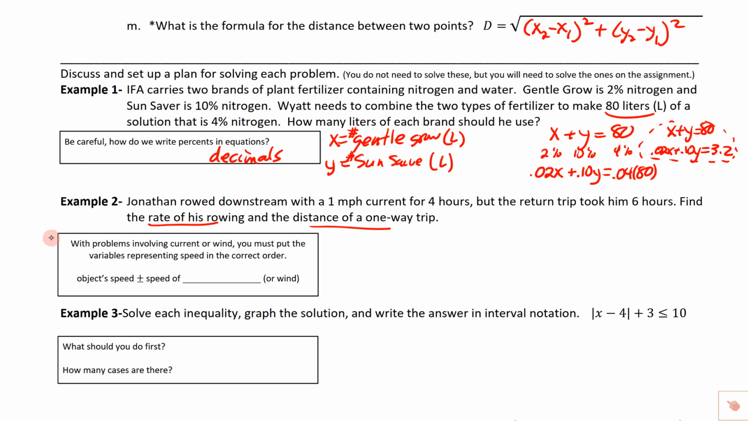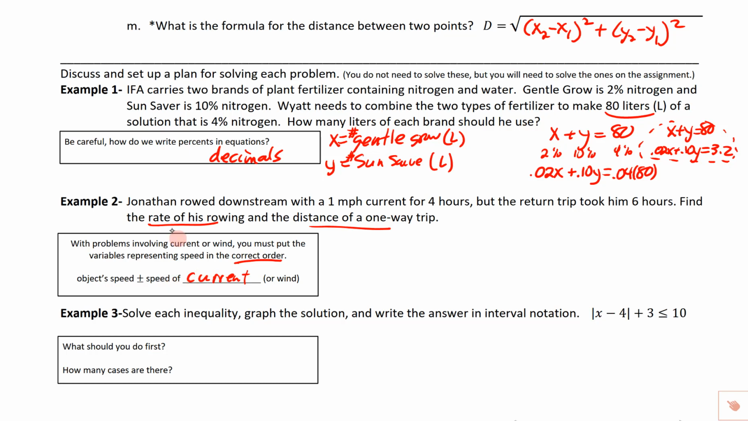Now, a quick reminder, as we've mentioned before, whenever we do problems that involve current or wind, we've got to make sure that we put the variables in the correct order. If we don't put them in the correct order, we're going to get this wrong, and the correct order is this: whatever the object's speed is, plus or minus the speed of the current or the wind, depending on the situation. And in this case, we're dealing with a current in water, so it's going to be like this.